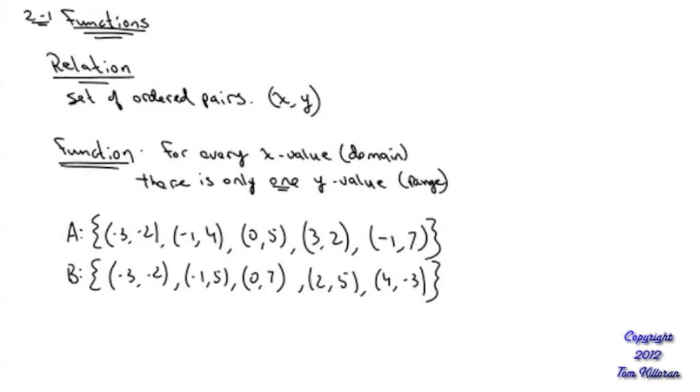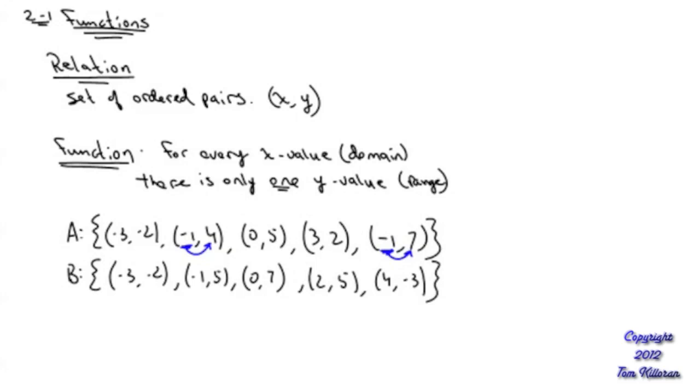A is not a function and B is? Yes. Okay. A is not a function, why? Because it has two y values for the same x. -1 here has one answer and its answer is 4. -1 has another one over here, but its answer is 7. And that doesn't make any sense according to the definition. For every x, there should be only one y. And this one actually has two associated with it: (-1, 4) and (-1, 7).